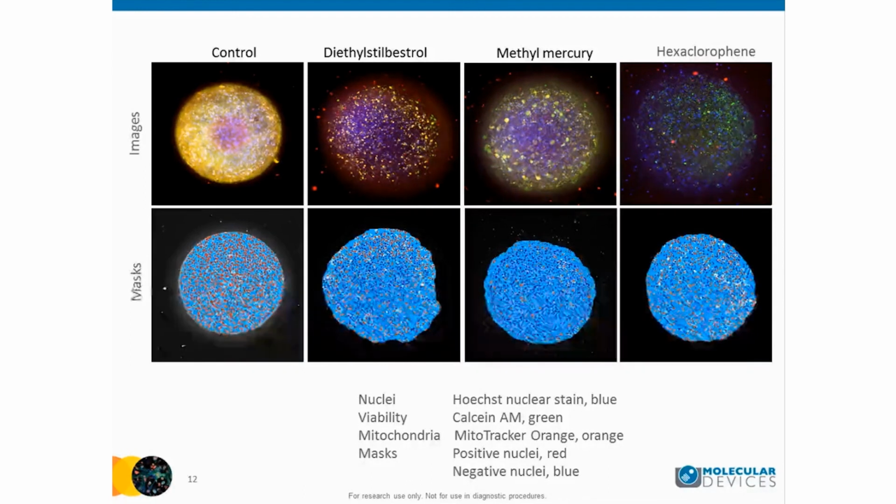So here you can see the masks for spheroids, also the mask for positive cells, live cells stained with red, and negative nuclei stained in blue. As you can see here, the control spheroid has a strong staining for calcein AM and MitoTracker Orange, and the one which had decreased viability has a decreased number of live cells, and you can quantitate all these changes.